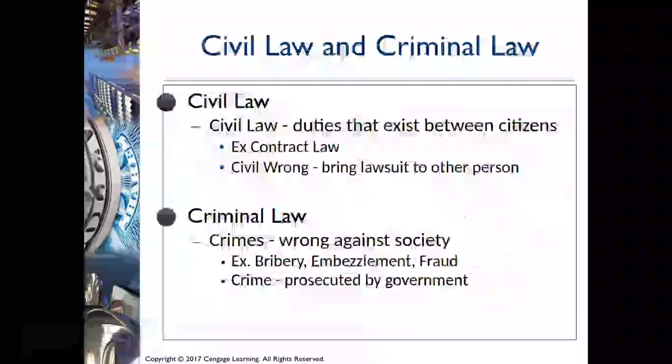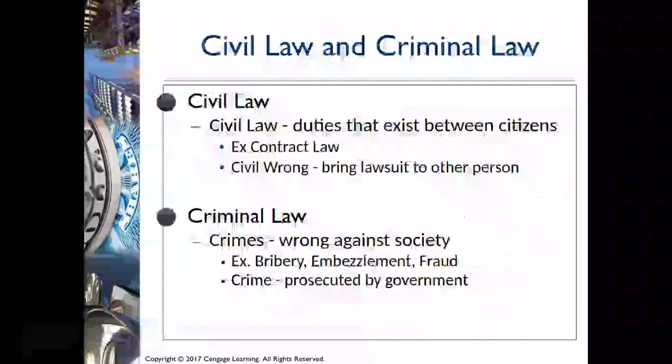Civil law. When I think of civil law, I think of the word individual, IVI, individual law. It's duties that exist between citizens, to companies, to people. An example would be contract law. In civil law, if you have an issue, you bring a lawsuit against another person.